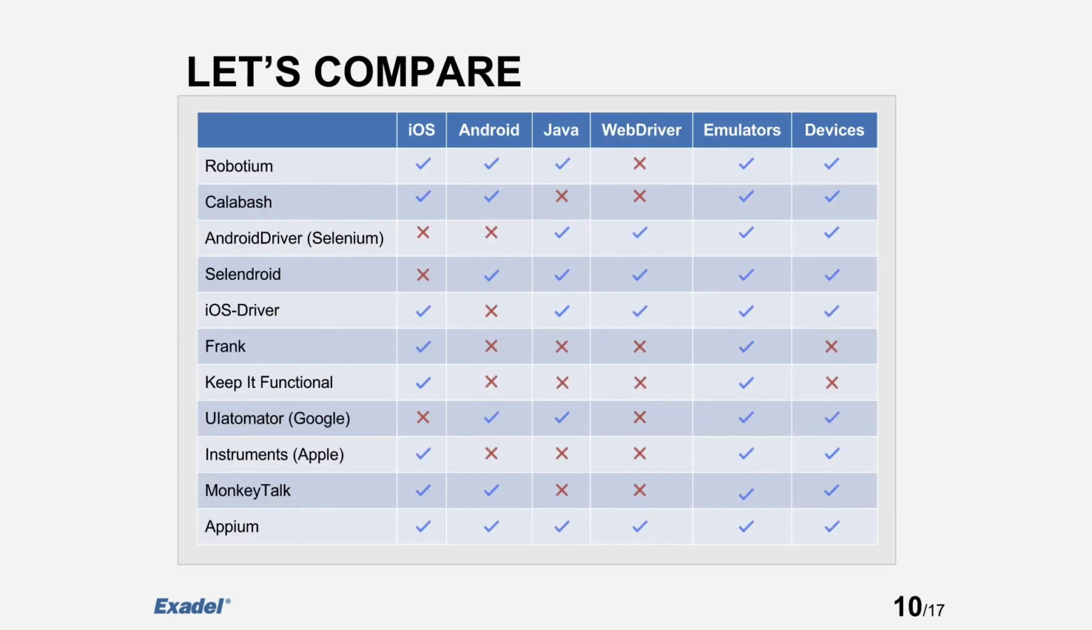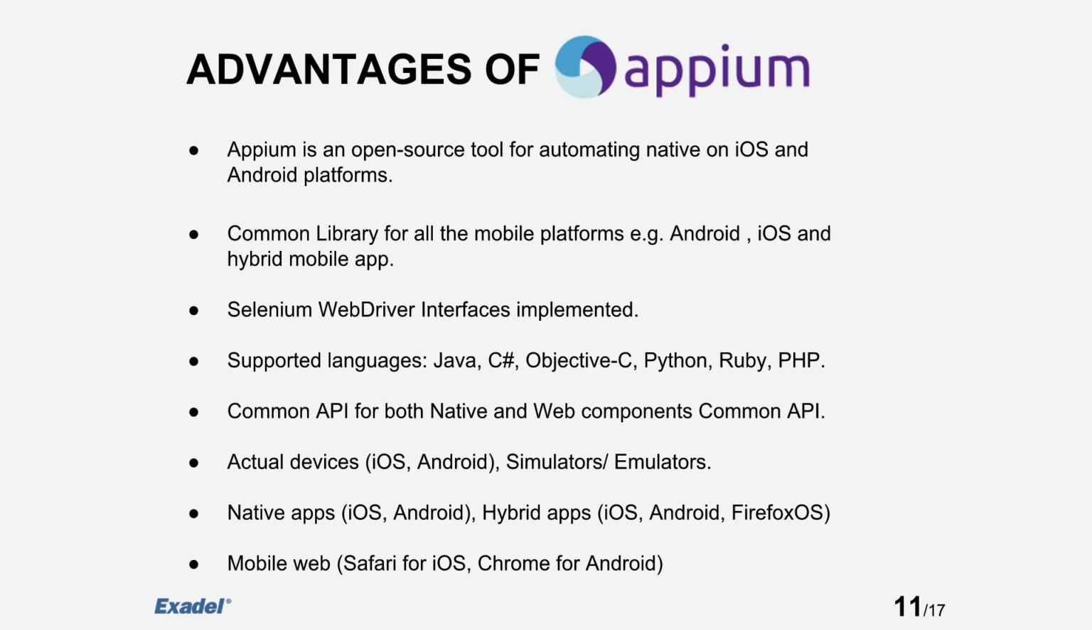I would like to demonstrate this chart in order to bolster the employment. Calabash, for instance, can be used for testing of Android and iOS apps, but its scripting options are limited to Ruby. Another tool, Selendroid, can be used for testing Android apps only. The bottom line is that Appium and Selenium, which are bridged via WebDriver API, are the only tools that meet all the requirements. Let's take a quick look at Appium.